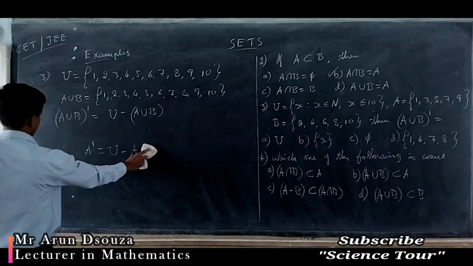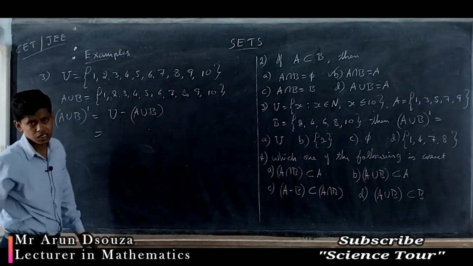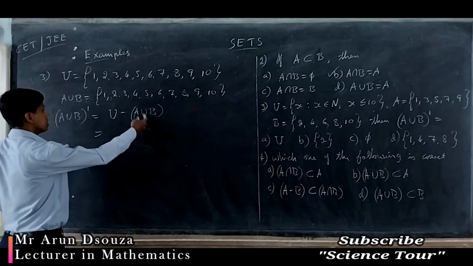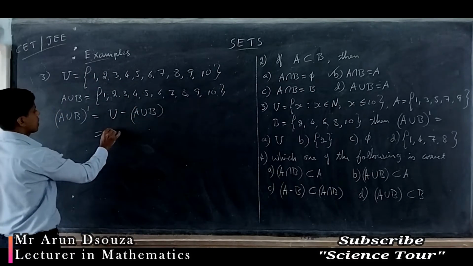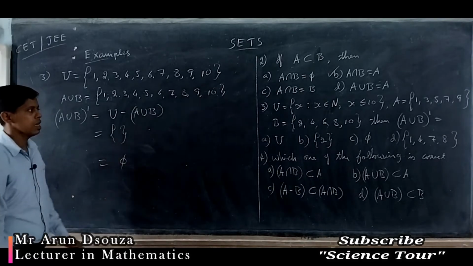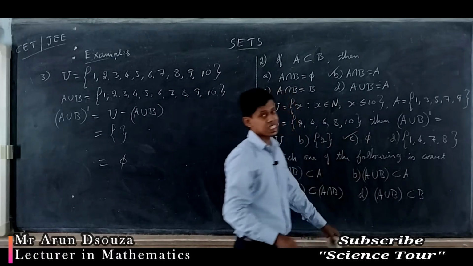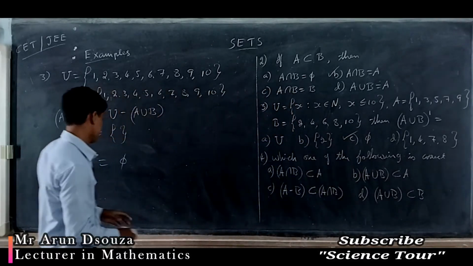Okay, so now you have universal 1, 2, 3, 4, 5, 6, 7, 8, 9, 10. This is also the same. So if you subtract, what do you get? You get only the null set, and that's option C. This is one way of solving.